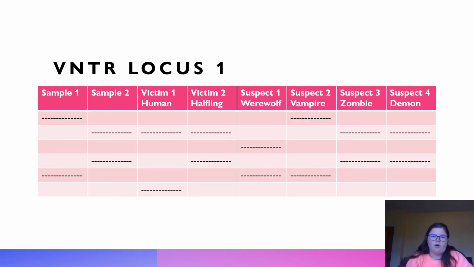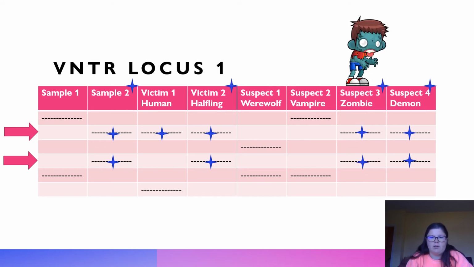So as we move on to sample 2, we go through the same process as we did for sample 1. We see that we have a few more suspects, including victim 2, the halfling, that could have left the genetic material. And of course, we also have two suspects, our zombie and our demon.